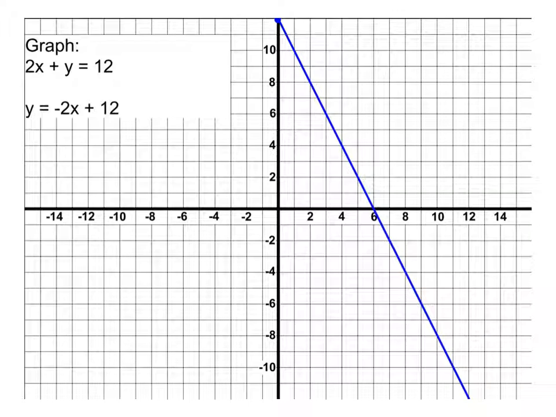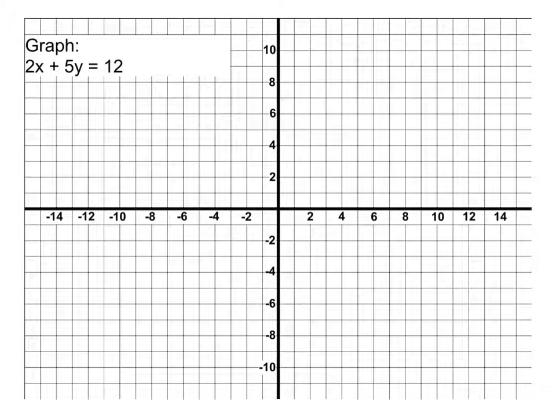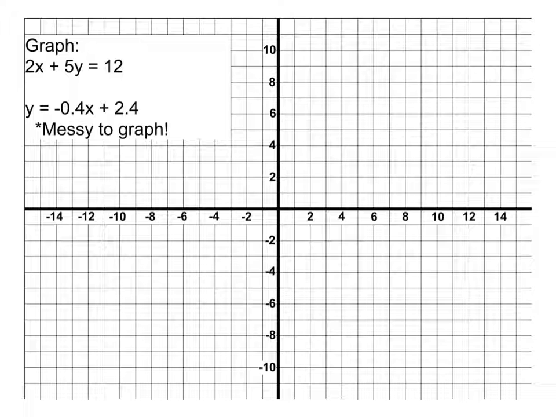Sometimes, though, when we see these equations, they aren't quite as pretty. Go ahead and write down this equation above your next graphing grid, please. All right, and so our first instinct when we see this, because of what we do know already, is to solve this for y and turn it into slope-intercept form again. But if we did all of that algebra, we would end up with y equals -0.4x plus 2.4. Technically, we can graph that. However, practically speaking, that's a bit messy to try to deal with.